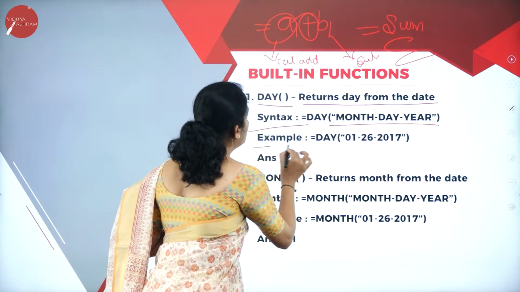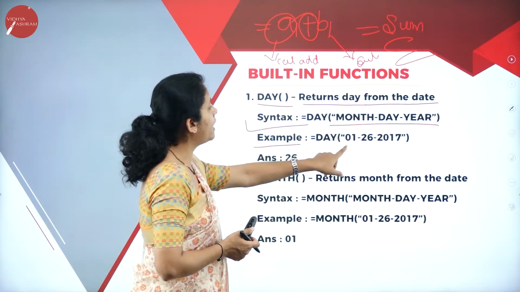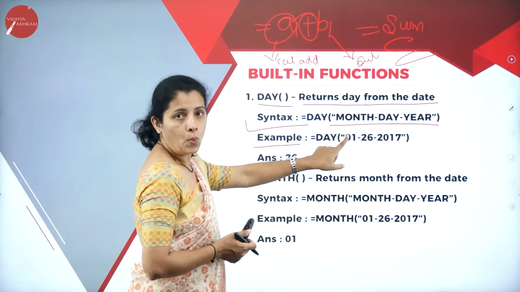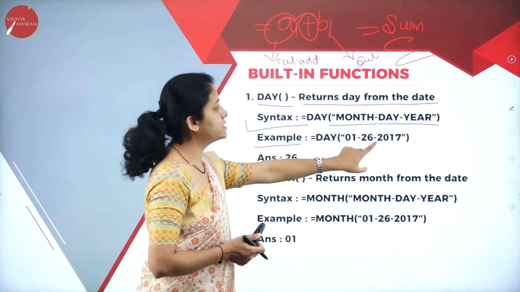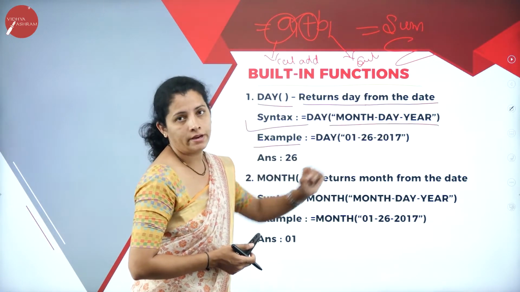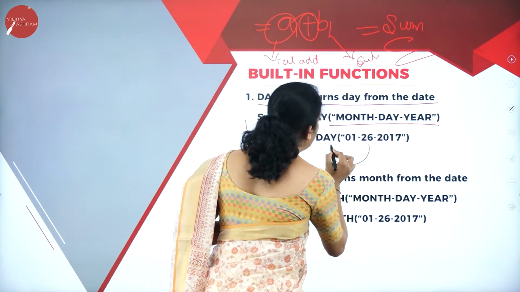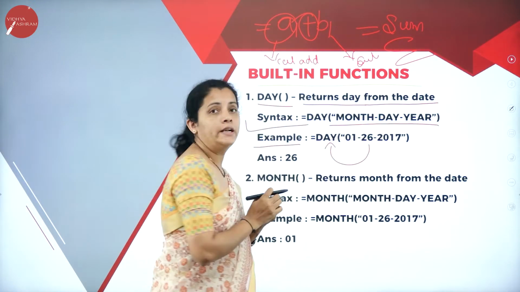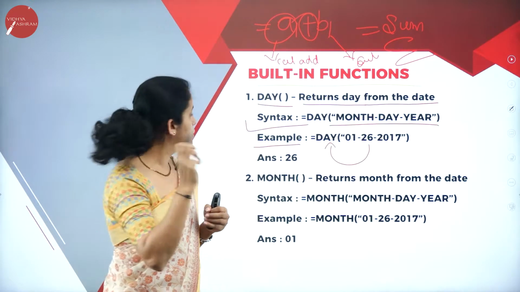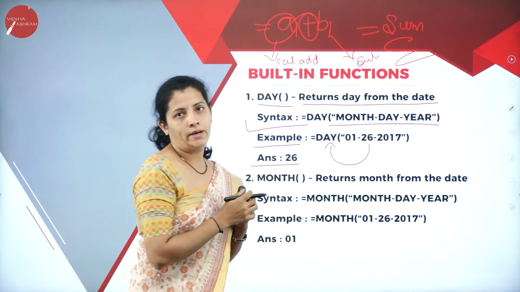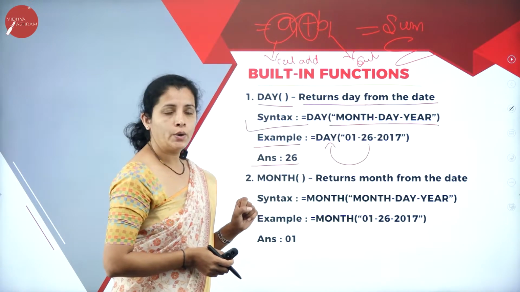So here I'm going to specify the value, that is, I'm going to have the month, that is 1, and the date, it is 26, and year 2017. So when I supply these arguments or input to the day function, I'm going to get the particular date. So that is nothing but the 26. So what is the date here? Date is nothing but 26.